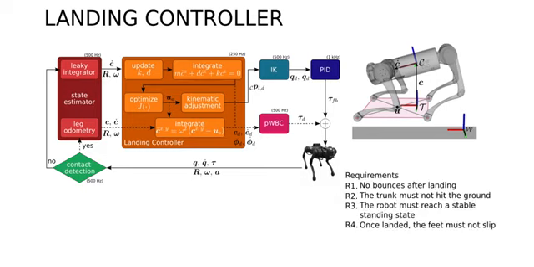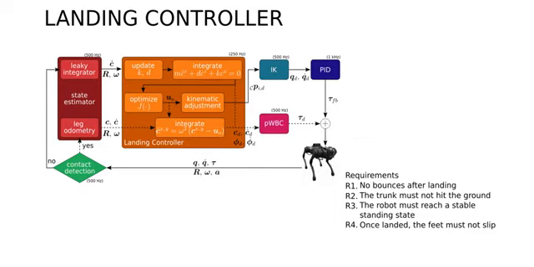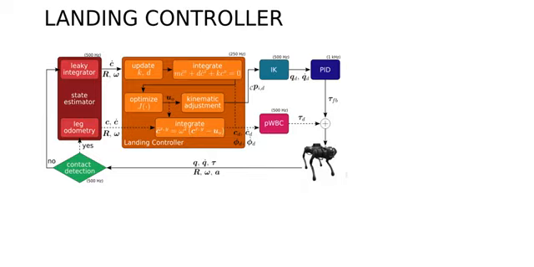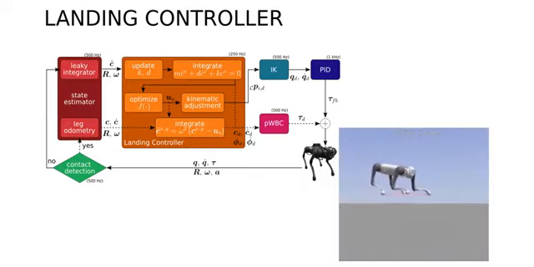Landings can be successfully achieved by avoiding bounces after the touchdown, preventing both the collision of the trunk with the ground and feet slippage, eventually driving the robot to a stable standing state. During the flight phase, the framework continuously recomputes the optimal virtual foot location, shifting the limbs accordingly. Once the touchdown is detected, the last computed trajectory is taken as reference and tracked with a whole body controller.